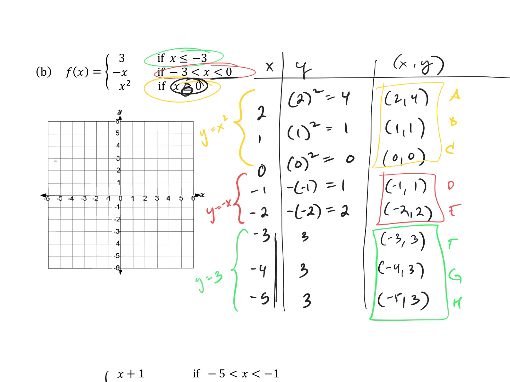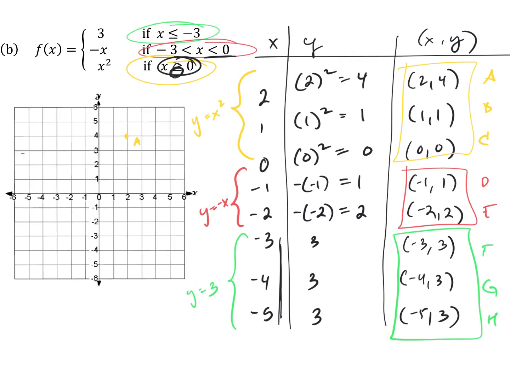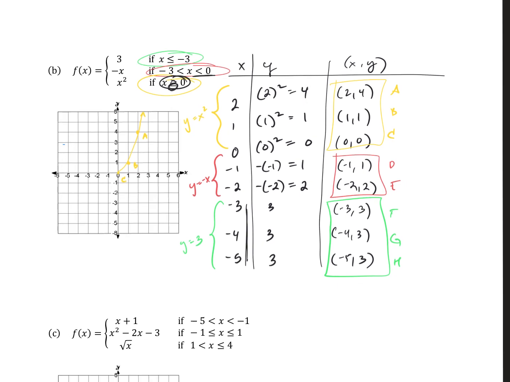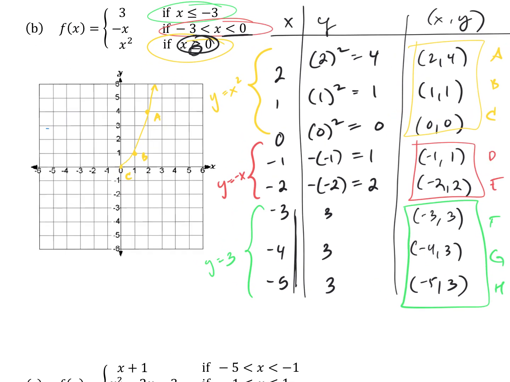2, 4. It's going to be point A. 1, 1, point B. And 0, 0, point C. And again, I know this is a parabola, so I know it's going to be curving upwards. Again, that's why it's really good to check out what it is before you start plotting all those points. And then for the next one, D and E, negative 1, 1. And negative 2, 2.